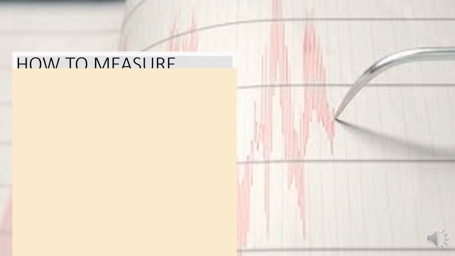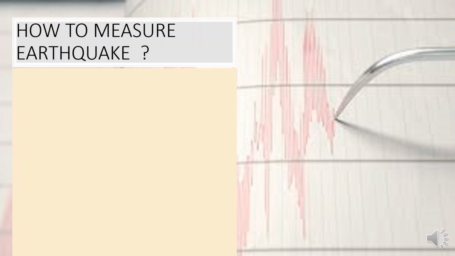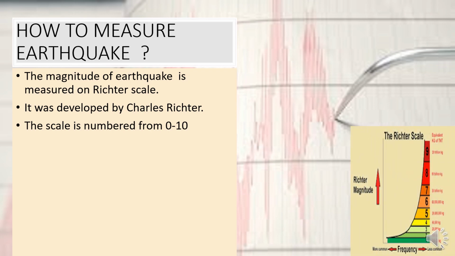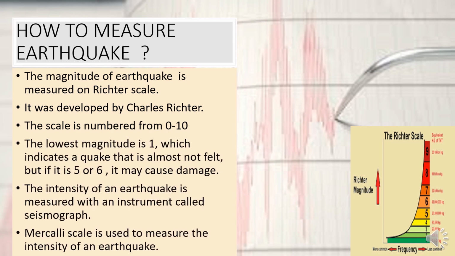Now, the next topic is how to measure the earthquake. Basically, how you can measure up to what intensity the earthquake occurred. The magnitude of an earthquake is measured on the Richter scale. It was developed by Charles Richter, an American seismologist. The scale is numbered from 0 to 10. The lowest magnitude is 1, and it indicates that it is almost not felt, but if it is 5 or 6, it may cause damage. Yes. So, the intensity of an earthquake is measured with an instrument called a seismograph.